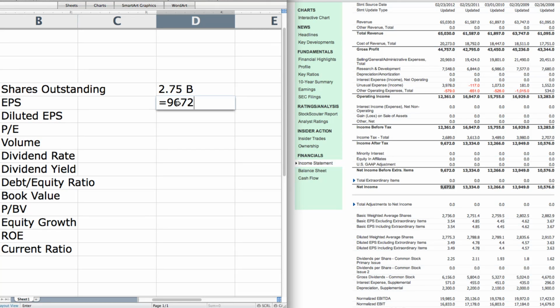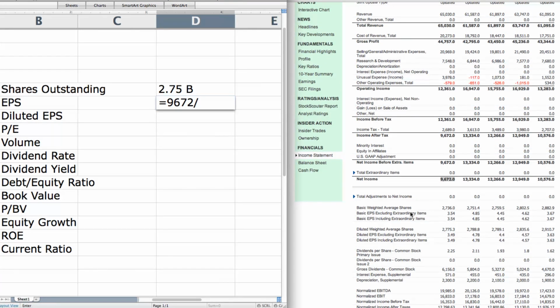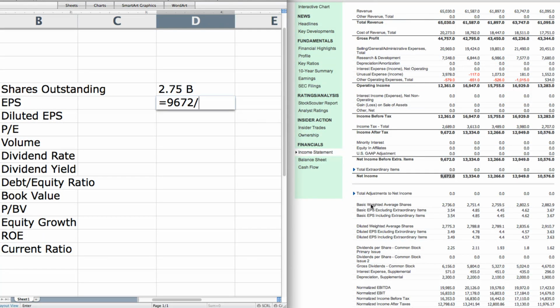9672. I'm just going to type it in as that number because I'm chopping all the zeros off the end, and when I divide it by the number of shares outstanding, I'm also going to drop the zeros off the end of that. So I have to go down and look at how many shares outstanding there are for this company. Here's the basic weighted average shares, which is our number for the number of shares outstanding, and that's 2,736, which is actually 2.7 billion shares. But since we chopped the zeros off the net income, we're going to chop the zeros off of the number of shares.